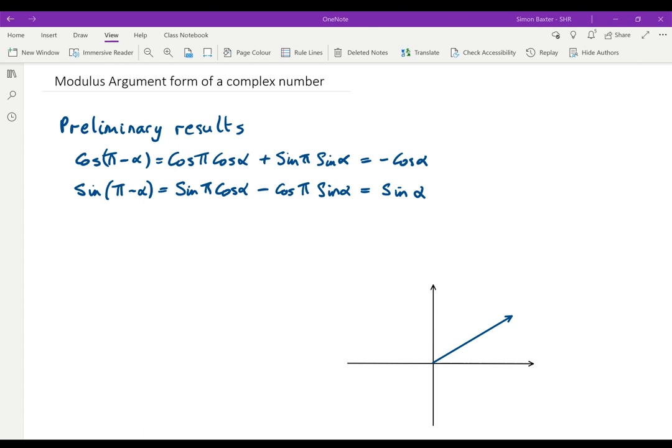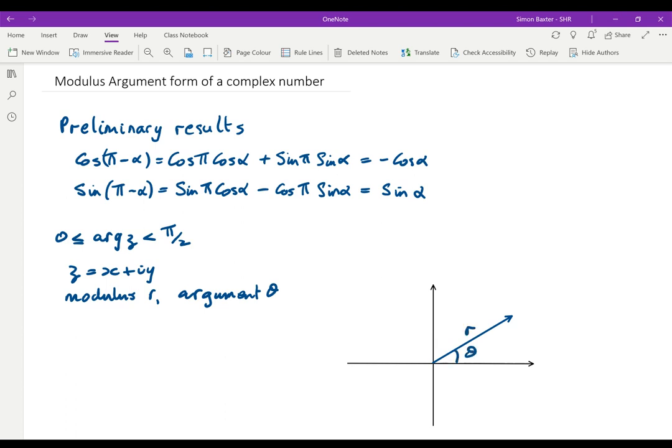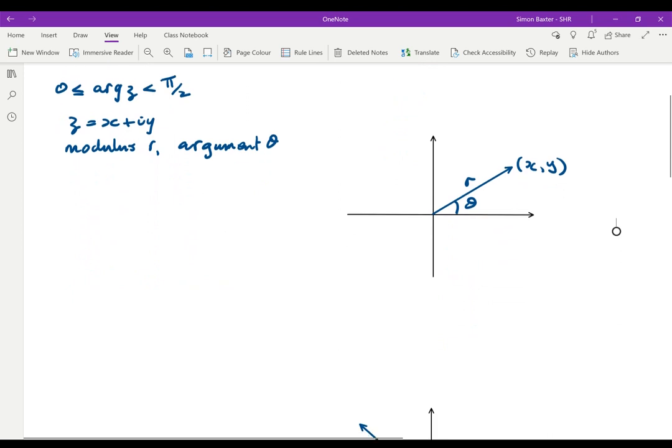We're going to look at the situation where 0 is less than or equal to arg z less than pi by 2. So let's suppose that we start with z equals x plus iy with modulus r and argument theta. Then we have r, theta, and we are at the point x, y. Right, let's move that up a little bit.